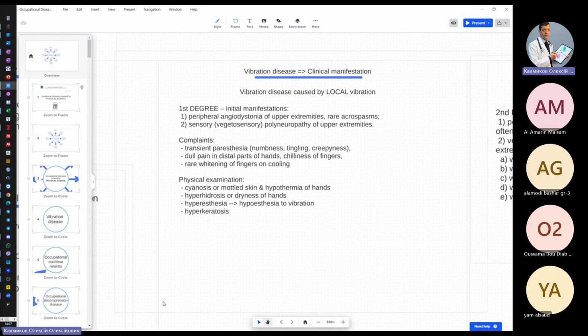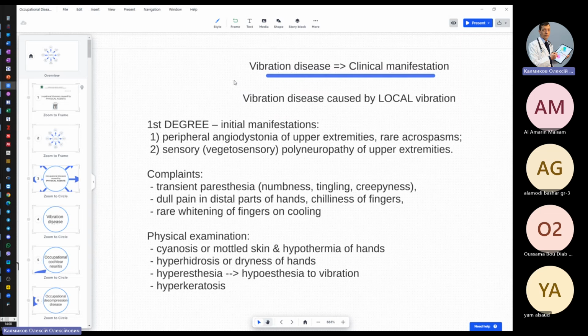Good. And now let us discuss the different kinds of vibration disease depending on their severity. We'll discuss mainly vibration disease caused by local vibration and vibration disease caused by general vibration, because vibration disease caused by mixed or combined vibration will be just an overlap of these two kinds.